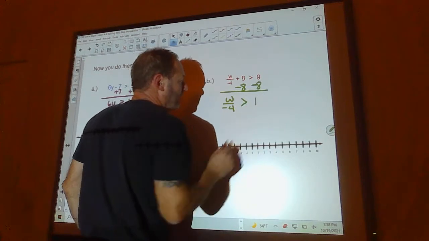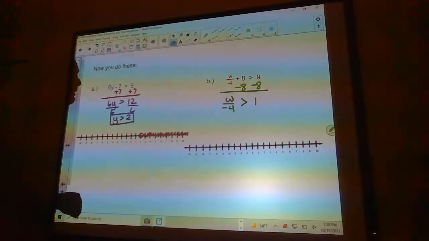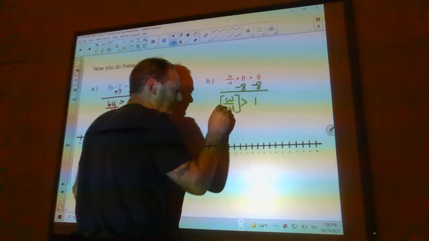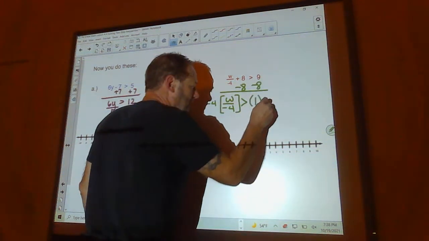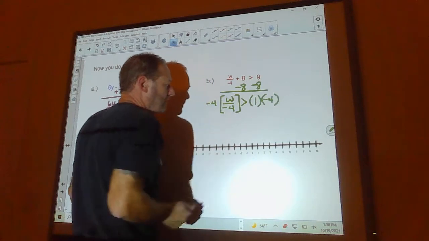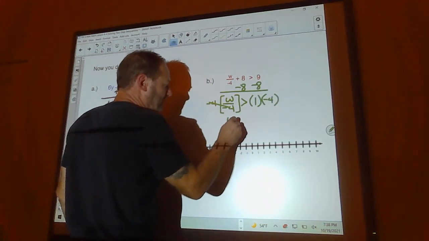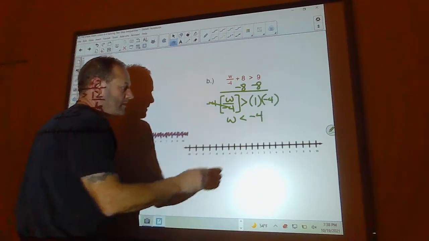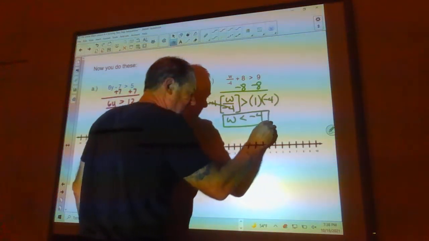Greater than 1. So that's much nicer. Now I'm going to go ahead next. I'm going to multiply by negative 4 on both sides. Okay, this is going to cancel out. I'm going to get w. It flips the sign. Now it's less than. I get -4 right here. So there's my answer, my set of answers.